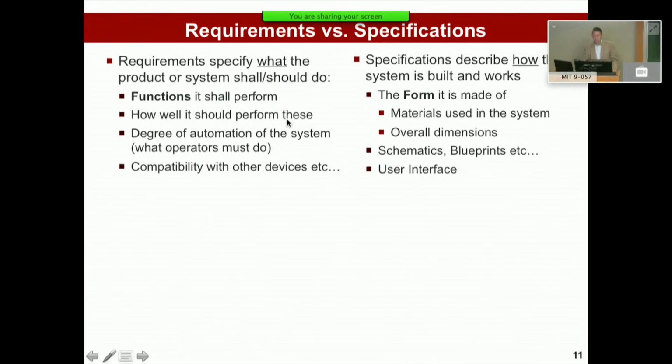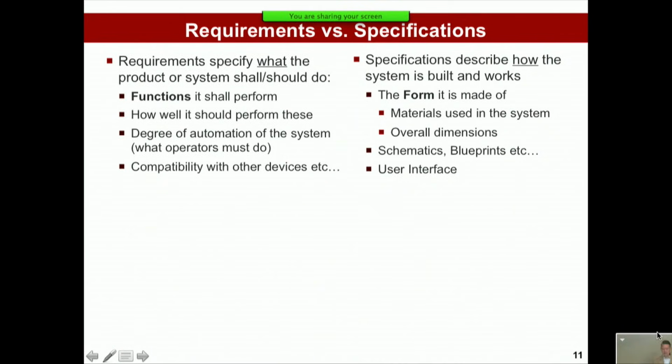And then specifications are about how the system is built and how it actually works. So the form, right? The materials that are used, the dimensions, schematics, blueprints, the details of the user interface. Those are all specifications.